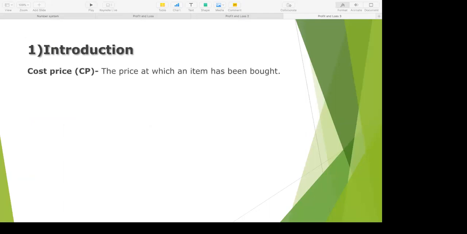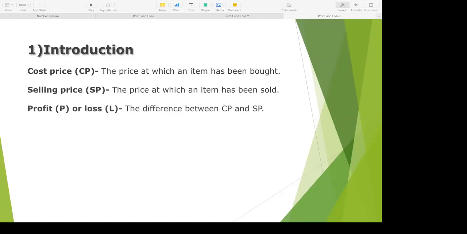So let's have some introduction of the basic terms that you're going to come across in this topic. I believe everyone knows what is cost price, the price at which an item has been bought. Then selling price, the price at which an item has been sold. Then we have profit or loss. It is nothing but the difference of CP and SP. You get a profit when the selling price is greater than the cost price, and you get a loss when the cost price is greater than the selling price.